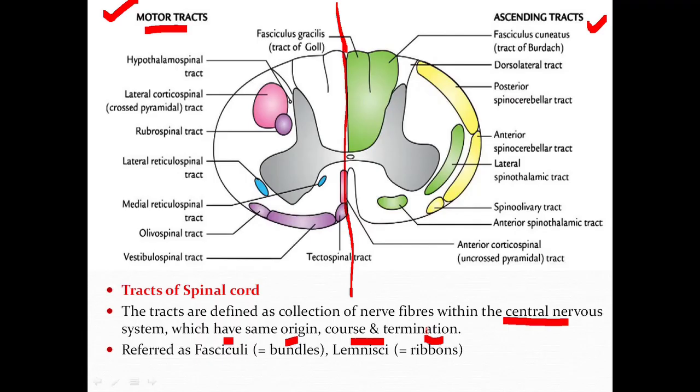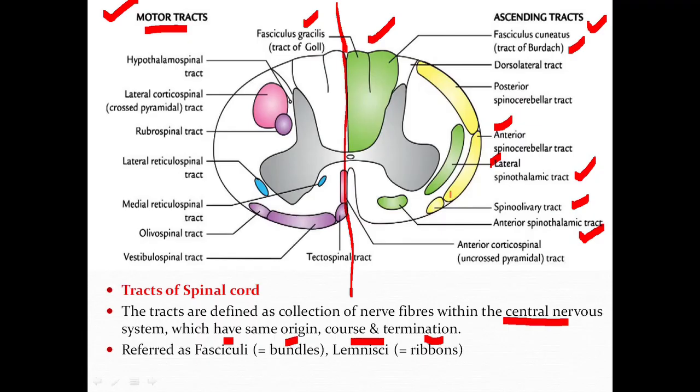So now we are going to name the ascending tracts. We start from anterior to lateral to posterior level. You could see the anterior spinothalamic tract and lateral spinothalamic tract, and the posterior column tracts named as fasciculus gracilis, tract of Goll, and fasciculus cuneatus, tract of Burdach, followed on the lateral-most aspect by the spinocerebellar tracts and spino-olivary tracts.